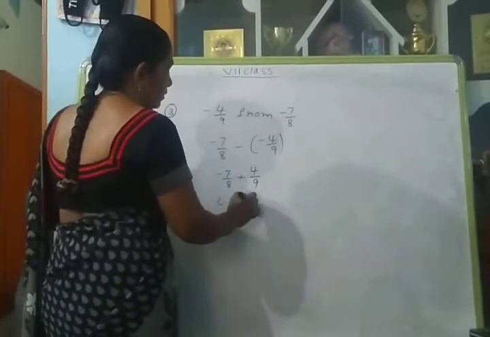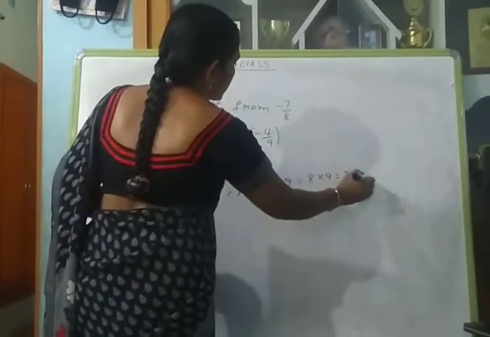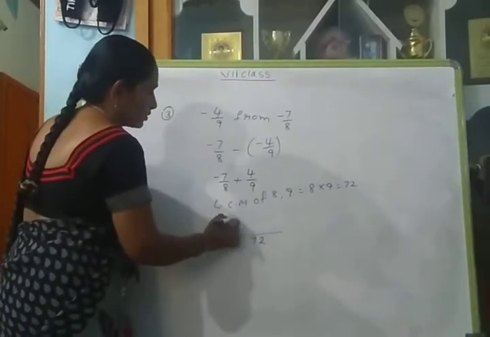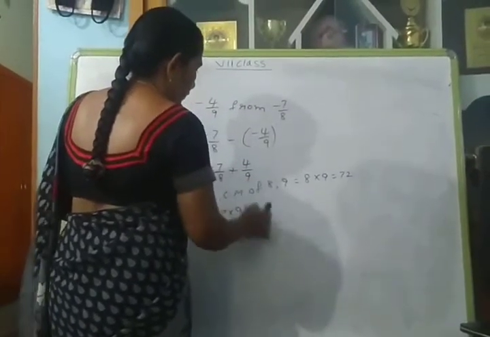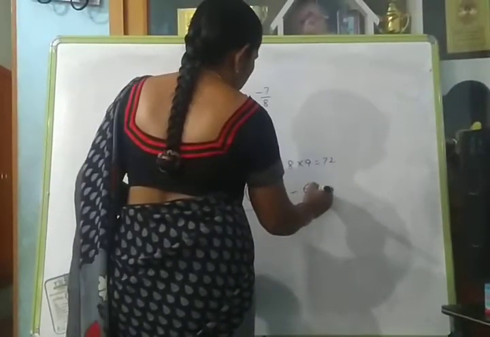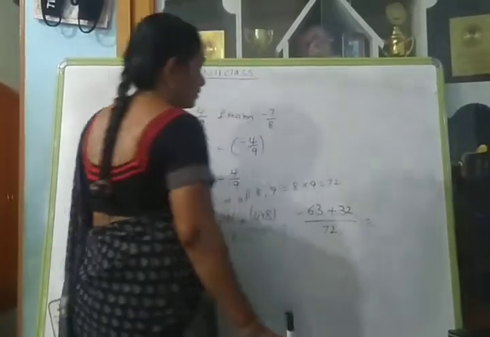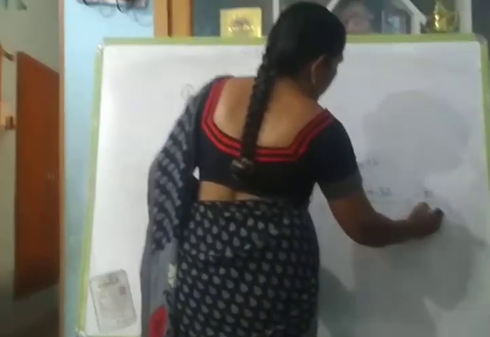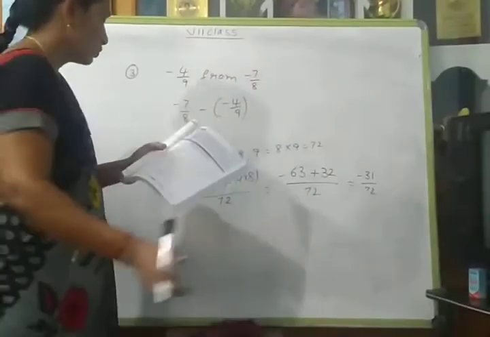So here LCM of 8, 9. 8 9s are 72. Here if you take LCM 72, so first numerator multiply with 9 and the second numerator multiply with 8. So what you will get? 7 9s are 63, minus, plus 32 by 72. 3 minus 2, 1. 6 minus 3, 3. So minus 31 by 72. Answer minus 31 by 72. Option B.